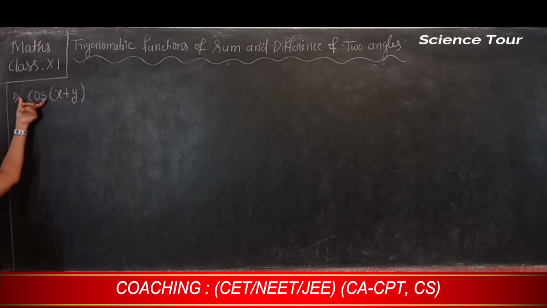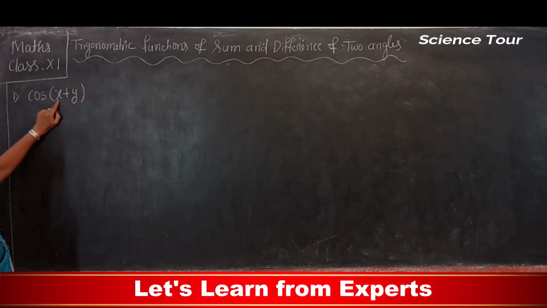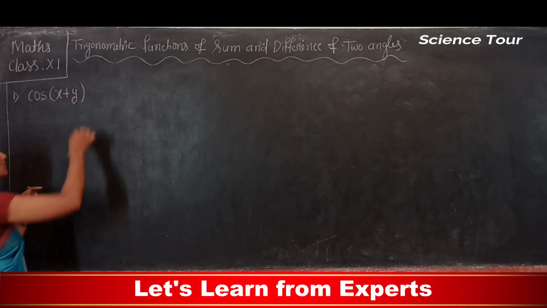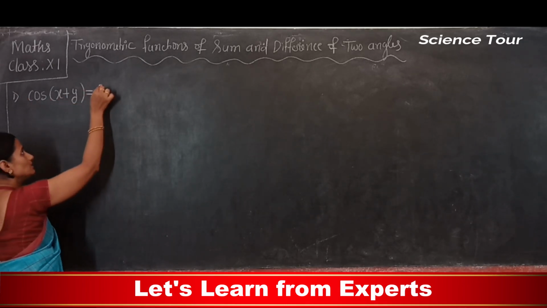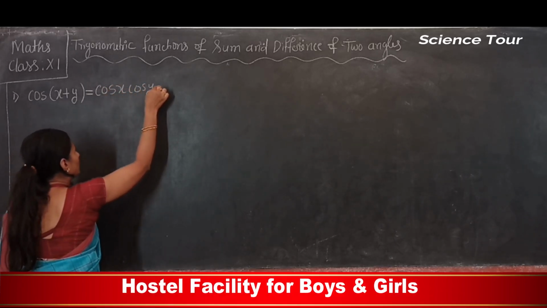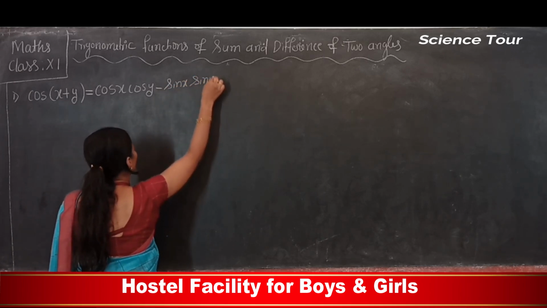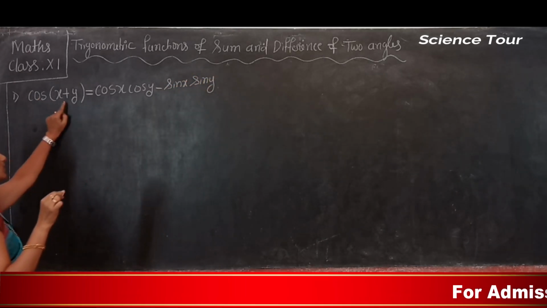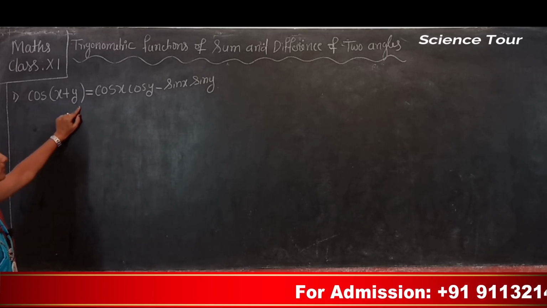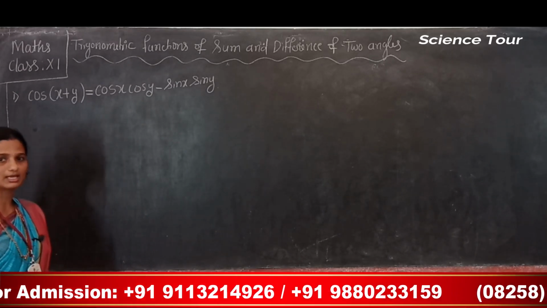See here, the trigonometric function is cos, of the sum of two angles. So cos of x plus y is cos x cos y minus sin x sin y. This is the formula: cos of x plus y is equal to cos x cos y minus sin x sin y.